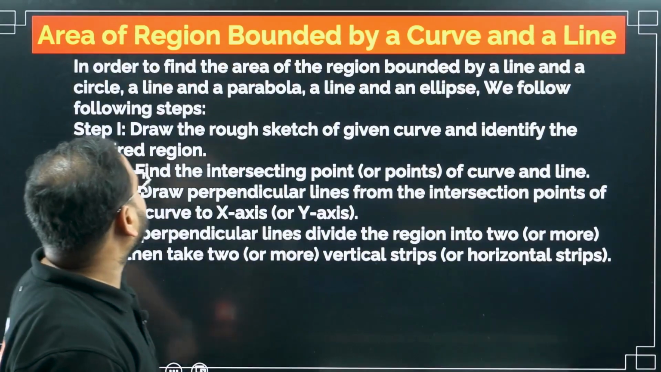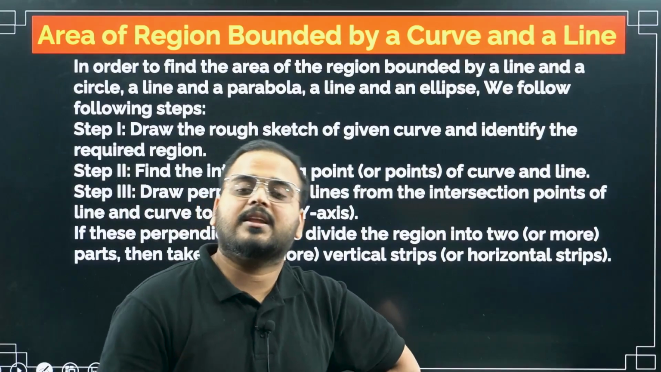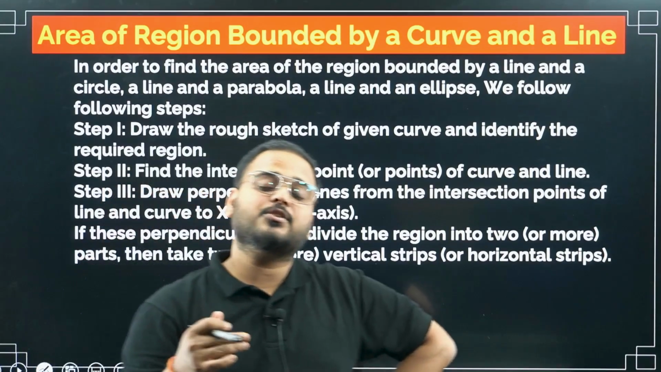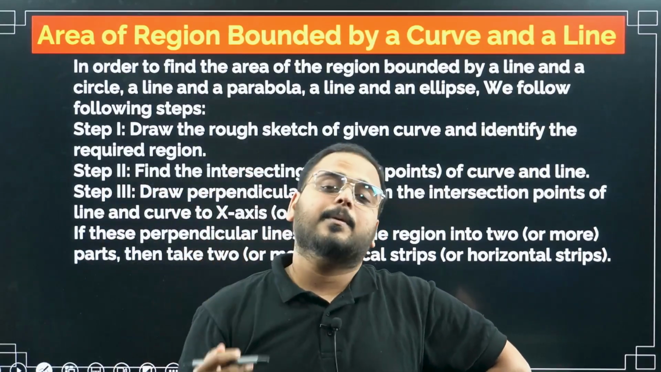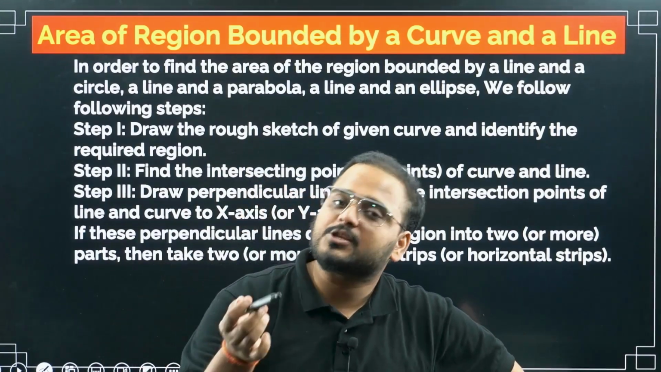Moving on. Area of the region bounded by a curve and a line. Now we have to check whether the curve is above or the line is above. That will depend on the question. I've taken a few cases over here, and I'll show you as well.